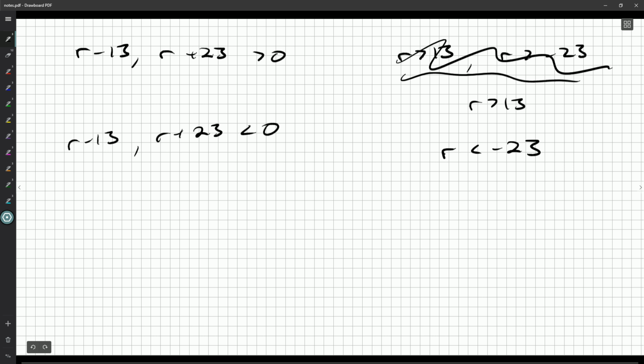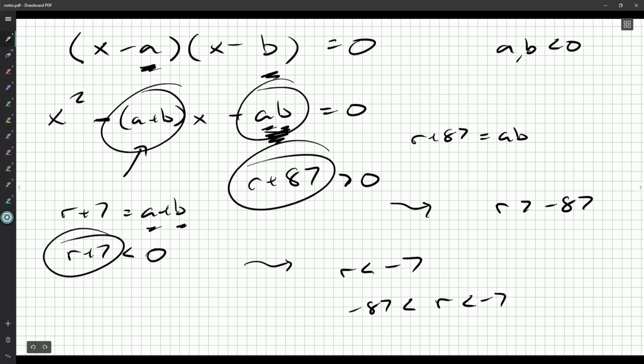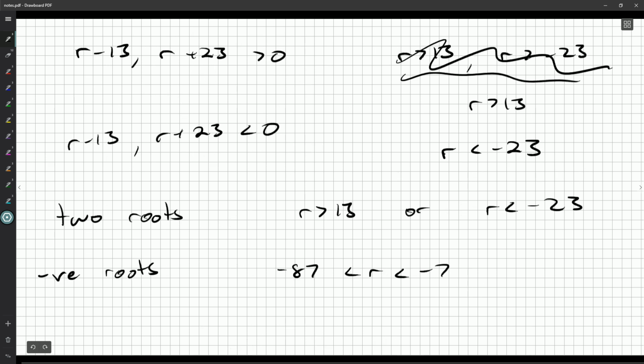Okay? So we get two distinct roots if r is greater than 13 or r is less than negative 23. This is the information we know. And from our earlier work, we know that to have two negative roots, you're forced to have a value of r between negative 87 and, what was it, negative 7, I think it was? Yeah. Okay. But we want both of these to apply.